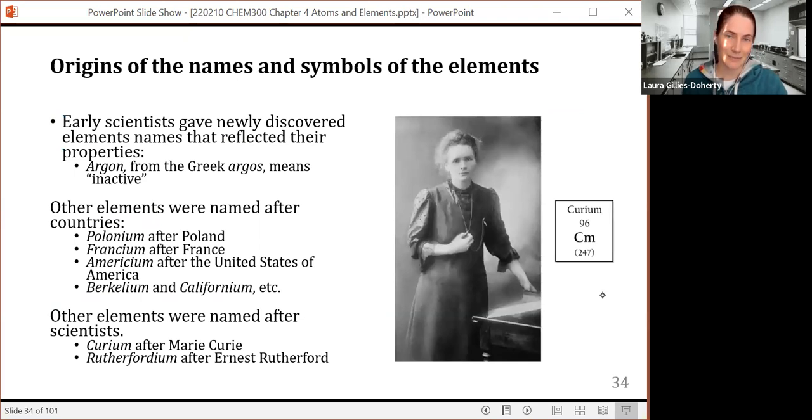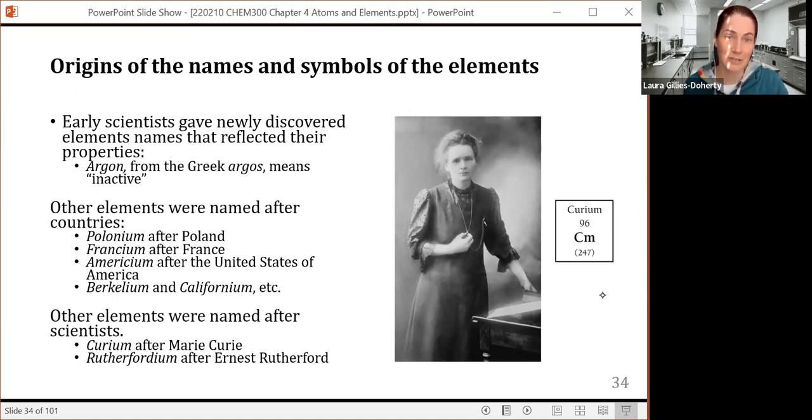To give you some history and background of some of these names and symbols of the elements, early scientists often gave newly discovered elements names that reflected their properties. For example, argon comes from the Greek word argos, which means inactive. Argon is one of the noble gases. It doesn't like to react with other atoms or elements. It's very unreactive. So it got that Greek name, argon, based on the Greek word argos, which means inactive.